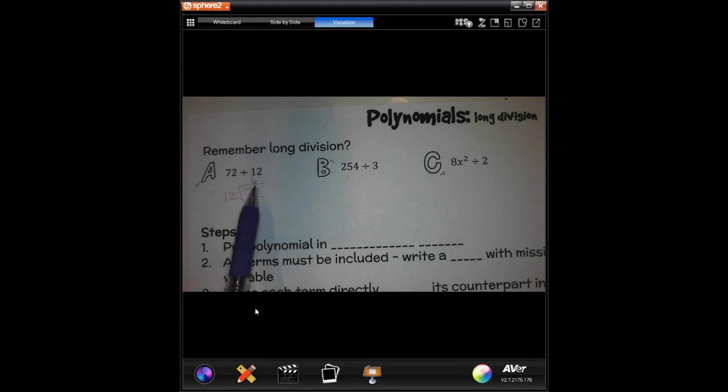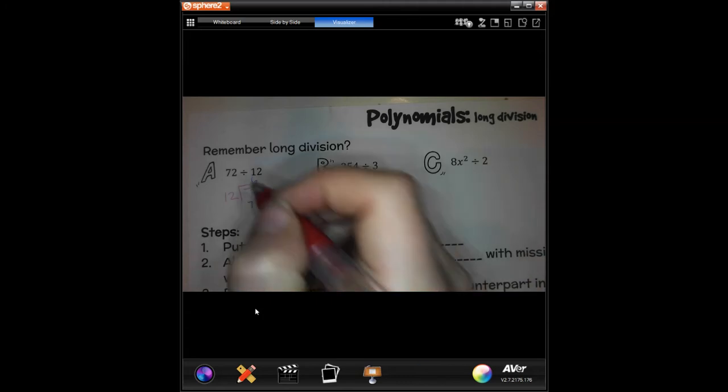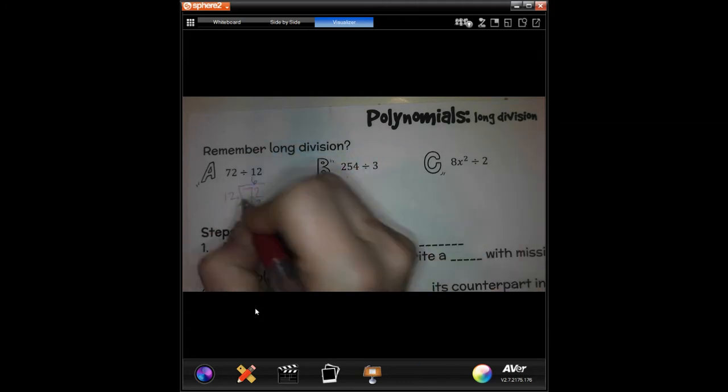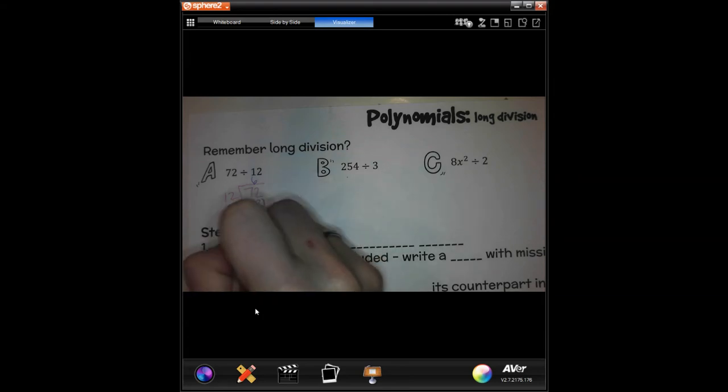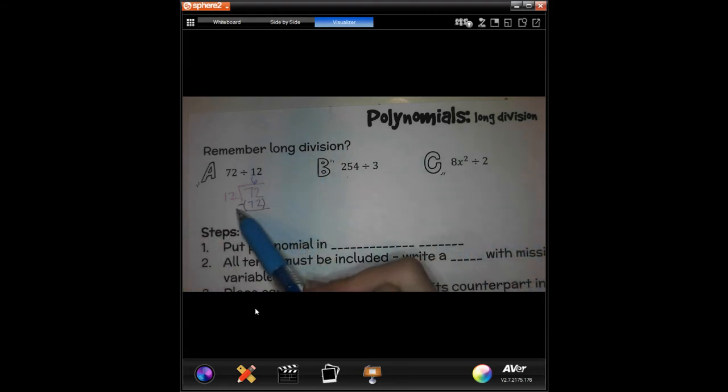Remember, we write that 6 on top, right above the ones column, because it is in the ones place, because it's just a 6. And then we take 6 times 12, which is 72, and we write that down below our dividend. Then we take the opposite of it, we subtract. Let's put that in parentheses, and then take the opposite. It was positive, now we're going to make it minus. So we have 72 minus 72, and that gives us 0. There was no remainder on this one.